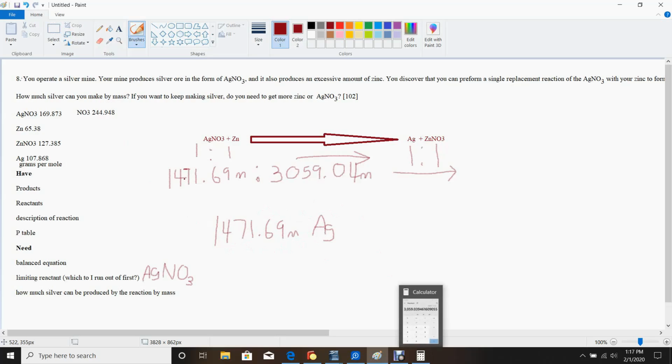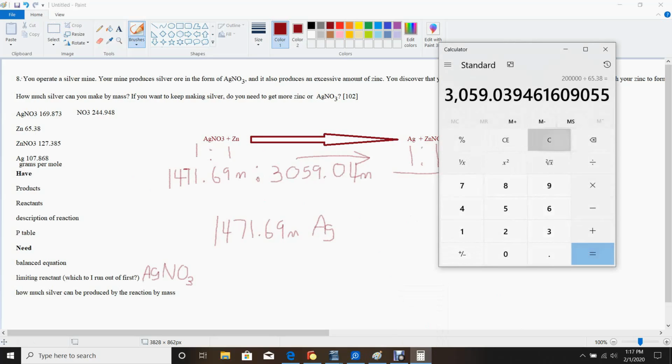Well, if I look at what I've already looked up in my periodic table, every mole of silver has a mass of 107.868 grams. So 107.868 times the number of moles of silver that I have, 1471.69, gives us 158,748.2526 grams of silver. Now we're interested in kilograms.